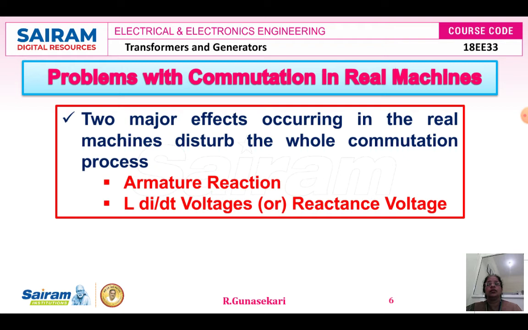Then what are the problems with commutation in real DC machines? One is armature reaction, another one is reactance voltage, or L into di by dt voltage.